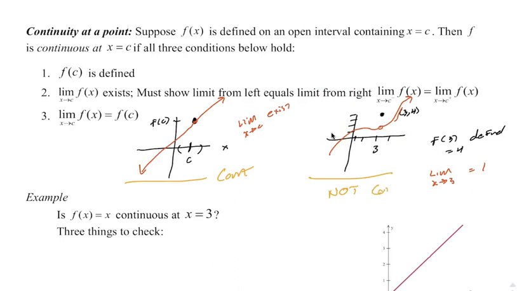Right, so that's why it's so important that we know the 3 steps, because we have to make sure it's defined, the limit exists, and then finally, that they match, right? In this case, they didn't match, so it's not continuous. I can't draw this without picking up my pencil. And that's the idea. So let's do an example where we verify something's continuous at a point.